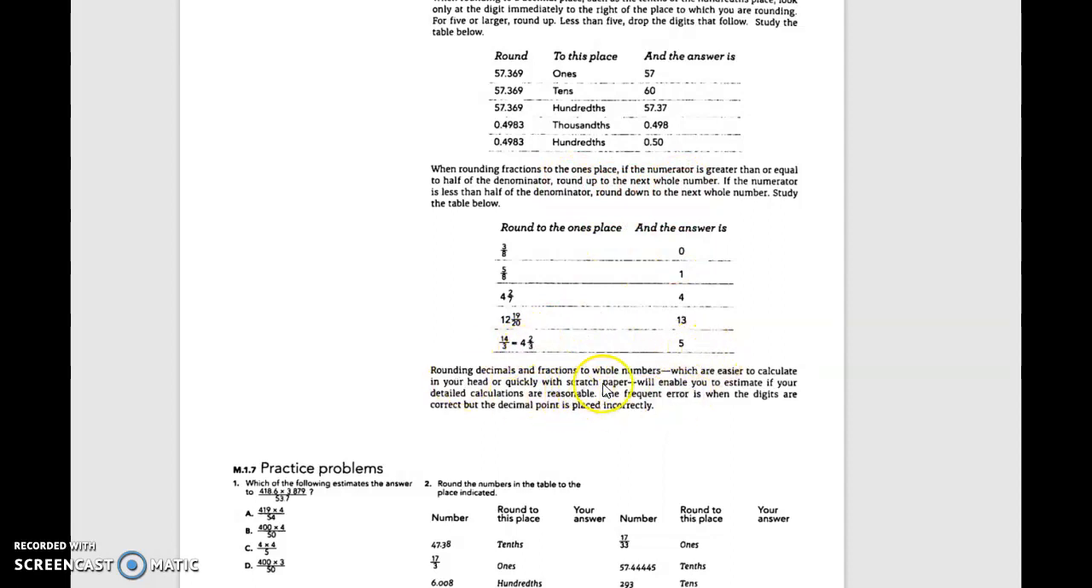So rounding decimals and fractions to whole numbers, which are easier to calculate in your head or quickly with scratch paper, will enable you to estimate if your detailed calculations are reasonable. So here are 2 ways: rounding decimals and rounding fractions. And I've got a few more examples that are not in your book. You will see that these answers down here are your practice problems. I've also got these worked out in Canvas, so you can go back to the Canvas and review that section where you can see the practice problems worked out.